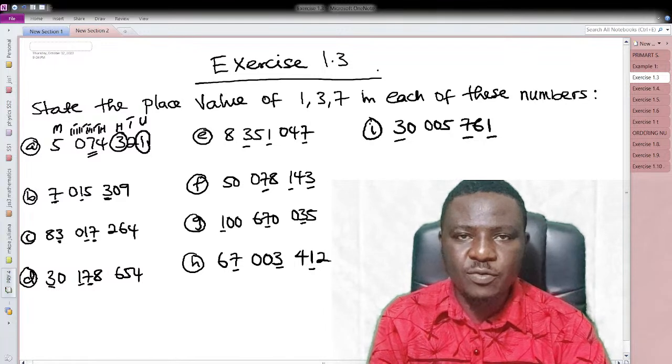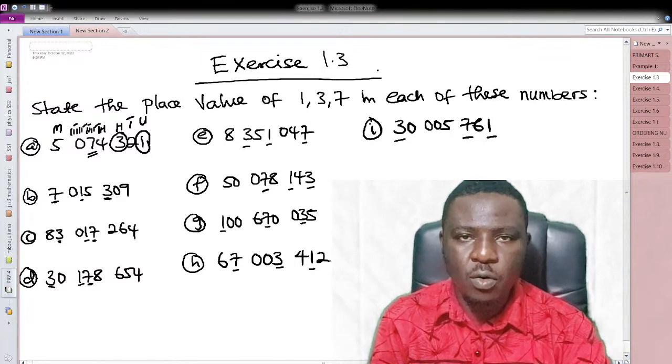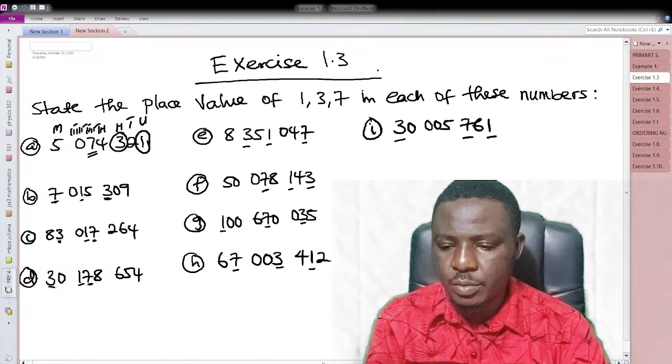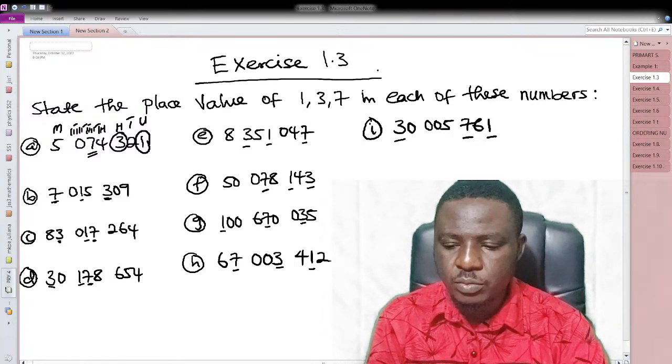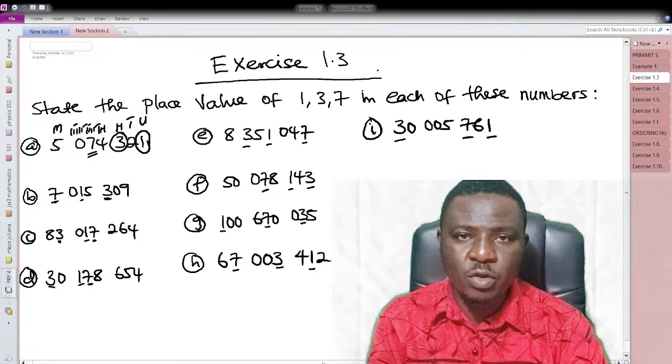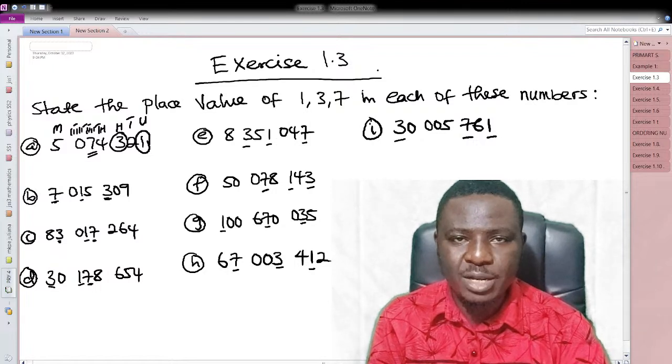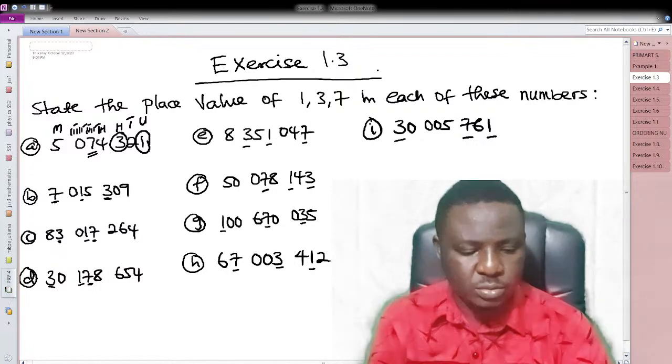This class is meant for those in primary 4 or basic 4 as you may call it. We are looking at place values of numbers that fall between hundreds of thousands to millions, billions, and trillions.